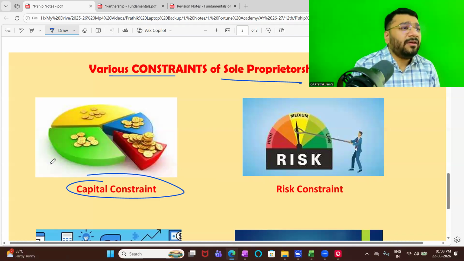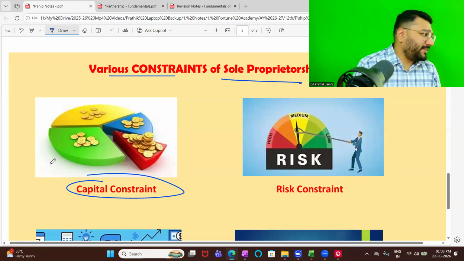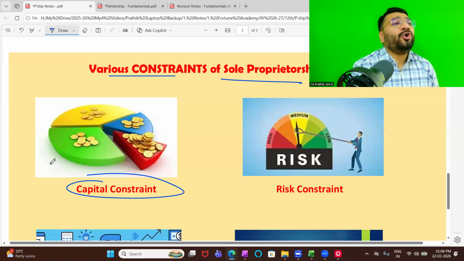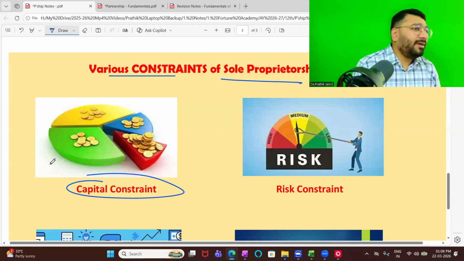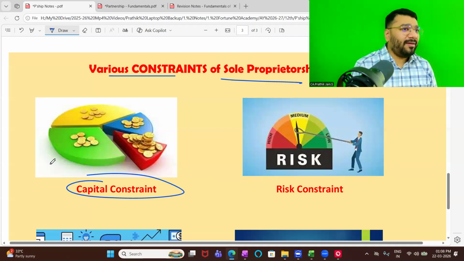50 lakh we'll keep it. 50 lakh into 300 is how much? How many crores? Example I'm taking. 150 crores plus 100 crores. 250 crore project. Now, can one person sponsor all of it?